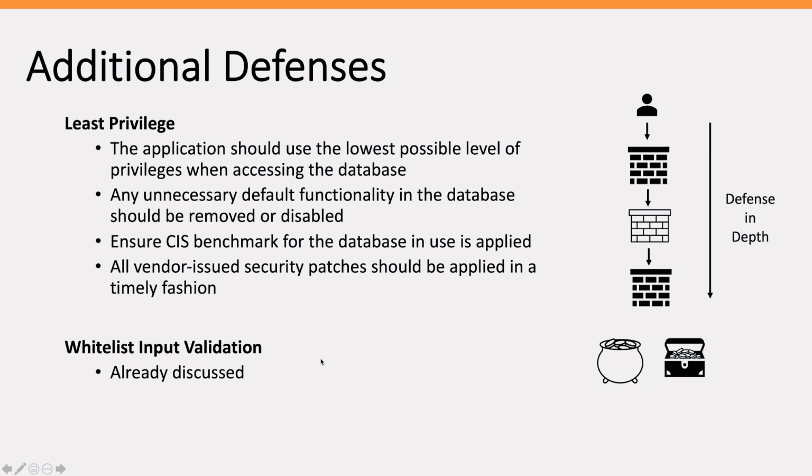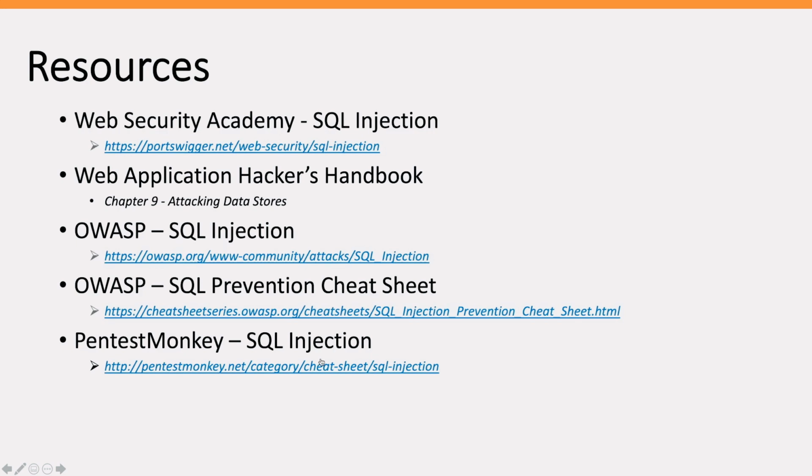Okay, and that wraps up the last section. Before I close this video, let's talk about the resources that were used to create this video. One is the Web Security Academy, the SQL injection module, and that's the module that we'll be following for the next couple of videos. Next is the Web Application Hacker's Handbook, Chapter 9, Attacking Data Stores. If you want to learn more about this topic, you should go and read this chapter. And then we've got the OWASP Guide for SQL Injection and the SQL Injection Prevention Cheat Sheet.